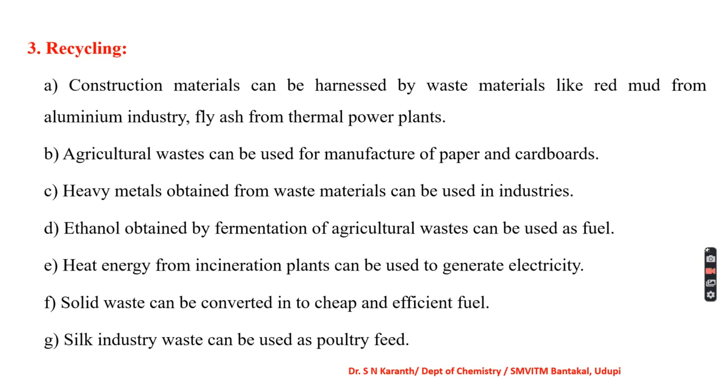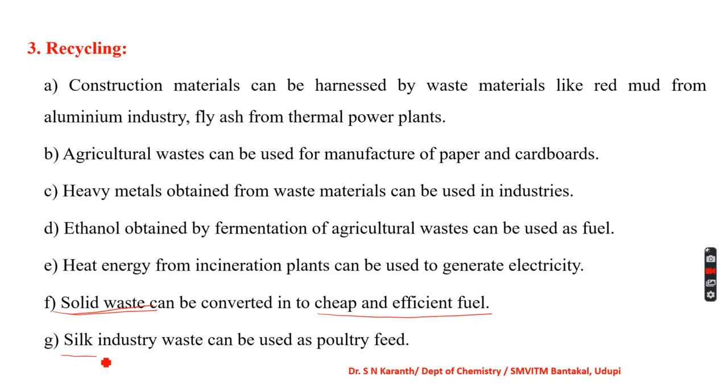Agricultural waste can be used for manufacturing paper and cardboard. That is a recycling purpose. Heavy metals obtained from waste materials can be used in industries. Ethanol obtained by fermentation of agricultural waste can be used as a fuel. Heat energy from incineration of plant waste can generate electricity. Solid waste can be converted into cheap and efficient fuel, that is, we can burn the solid waste and get a cheap and efficient fuel, provided it does not liberate any environmentally harmful gases.